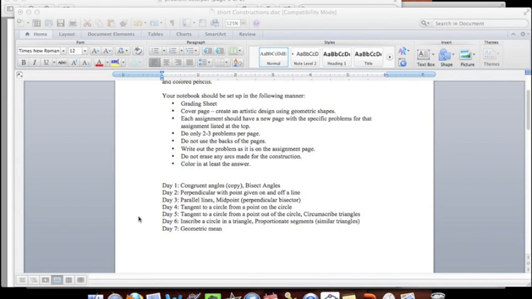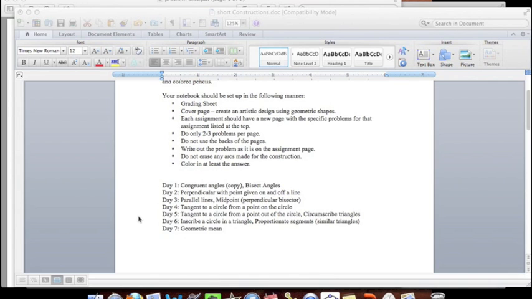One of the reasons I ask you to do that is because if you do the problems out of order, that's okay with me, but then I can see what it was that you were trying to do on that problem. So write out the words that the problem sheet asks you to do as well. Don't erase any of the marks that we make for the construction. I'll talk more about that once we actually get into what our constructions are for today.